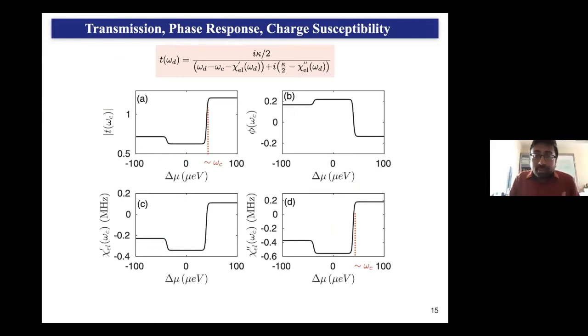And very simply, you can again figure out that if you see the transmission as a function of delta mu, it's always less than 1 when it's at zero bias, and in fact, when the bias is less than the cavity frequency. So in order to generate cavity photon, you have to at least supply that amount of energy. So when you cross that, your transmission goes above 1, and that precisely gets reflected by the imaginary component of the charge susceptibility here as well.